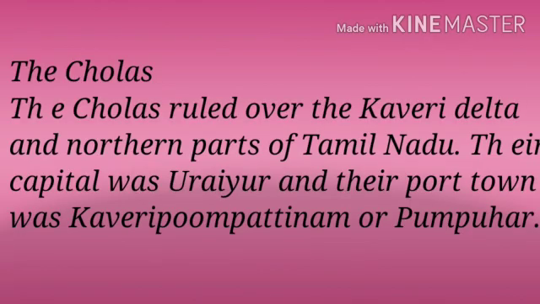The second one, the Cholas. The Cholas ruled over the Kaveri Delta and the northern part of Tamil Nadu. The capital was Uraiyur and the port town was Kaveripumpattinam or Pumpuhar. Pattinappalai is a long poem about Kaveripumpattinam composed by the poet Kadiyalur Uruthirangannanar. The famous king was Karikala Cholan.